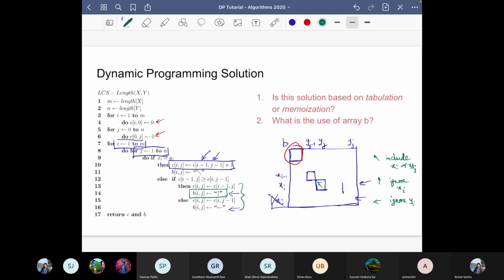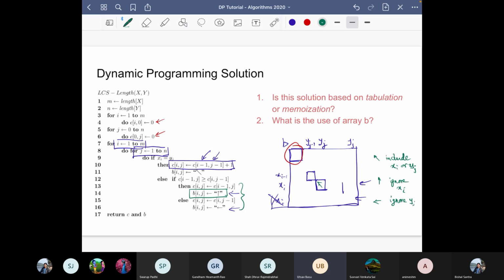Right. So, sir, after we got the final B matrix, where there are corner arrows, those are the characters which we want for the sequence. Exactly. At those points, xi and yj are equal. Sir, after we form the B matrix, to actually write down the LCS, do we go from top left to bottom right or from bottom right to top left? I mean, which direction should we go?